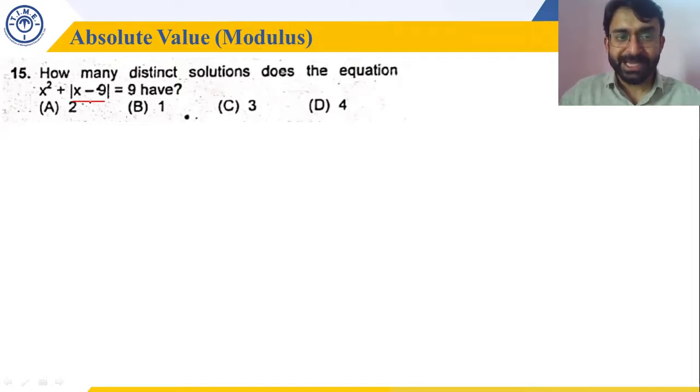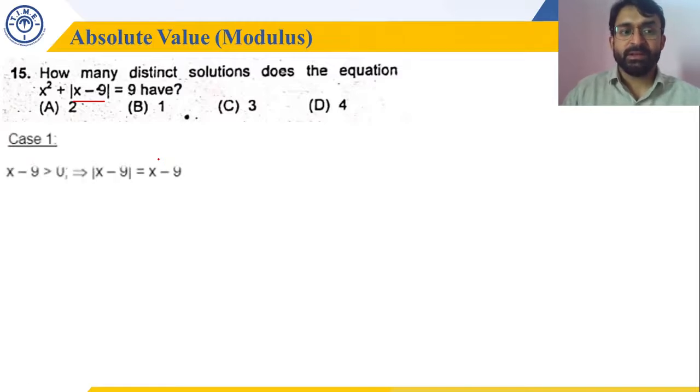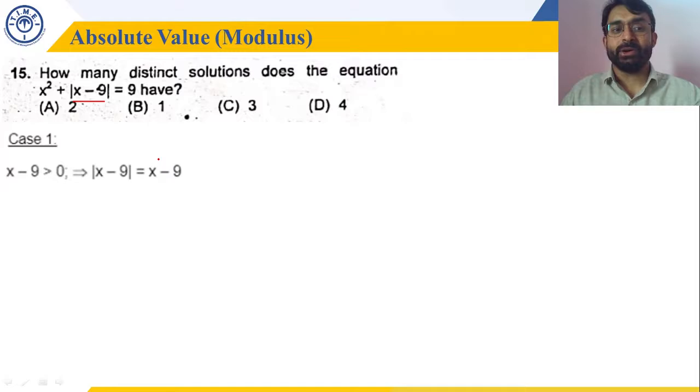So we have to consider both the possibilities. Mod of x minus 9 is there, so I can say x minus 9 is greater than or equal to 0, first case. Whenever there is a greater than sign, I'll say greater than or equal to 0, and whenever we consider less than sign, we'll not consider equal to. So x minus 9 is greater than or equal to 0, and x minus 9 is less than 0. So there are two cases. Case 1, x minus 9 is greater than or equal to 0.